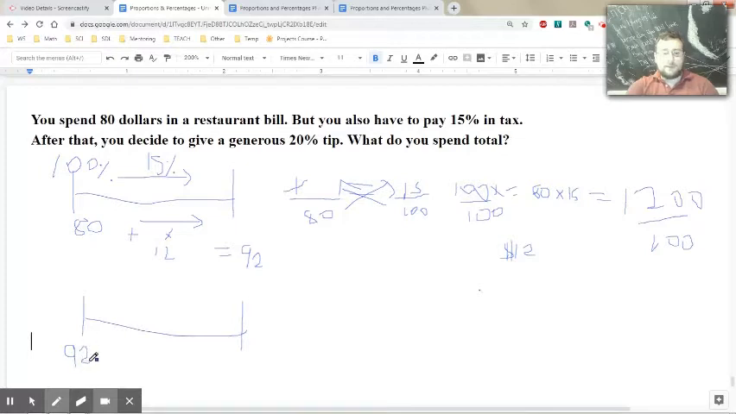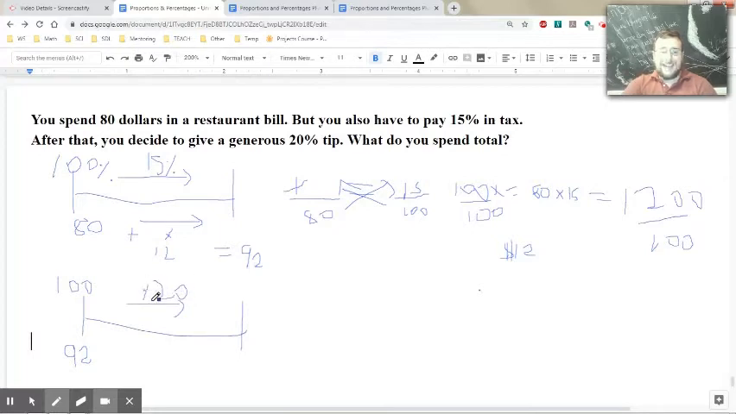By the way, a lot of people give tip off the original value, the 80. I like to give tip out of the actual post-tax value because waiters make a living this way, so it's a more generous way to do it. You decide which way you want to do it. A lot of people calculate it off the original bill. I calculate it after the post-tax value. All right, so let's say I start with 92, and I want to give a 20% tip.